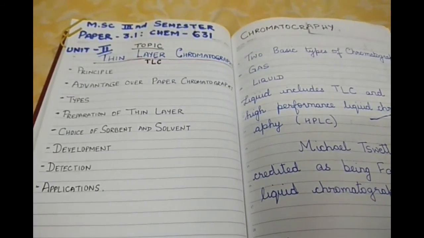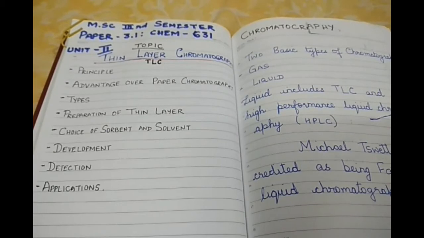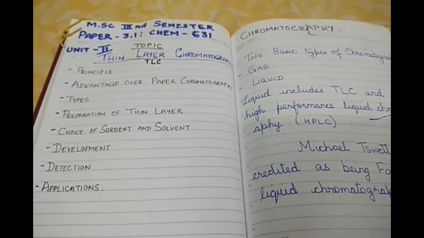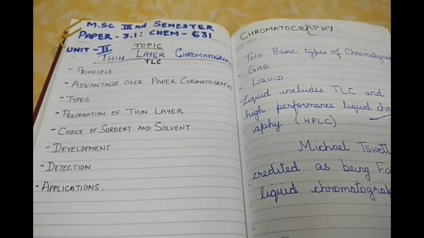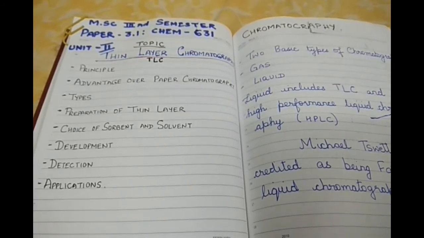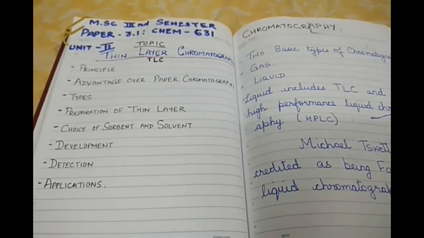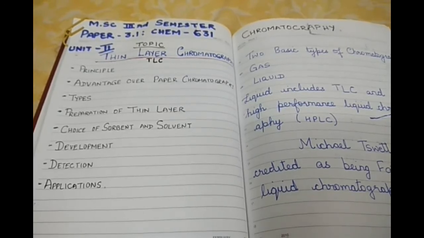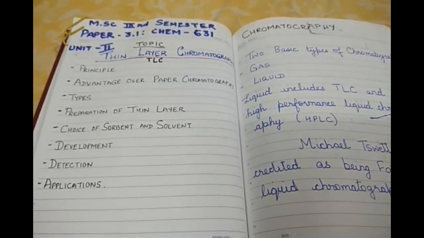In this unit of thin layer chromatography, we have to discuss principle, advantage over paper chromatography, types, preparation of thin layer, choice of sorbent and solvent, development, detection, and lastly, the applications.